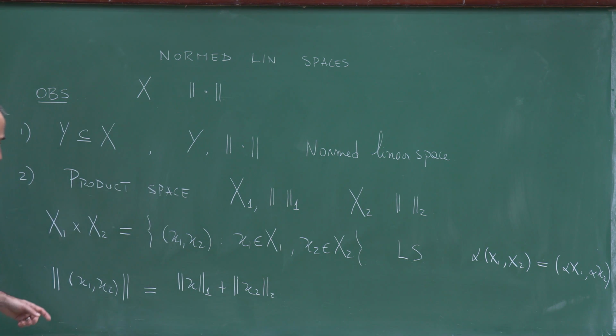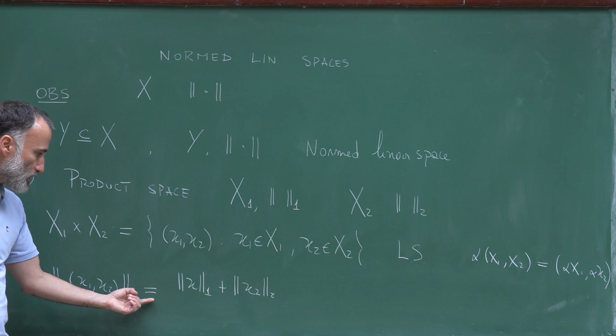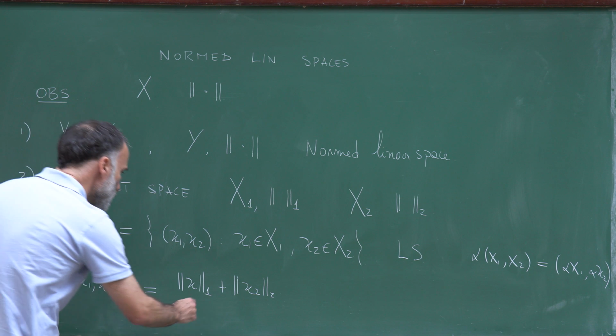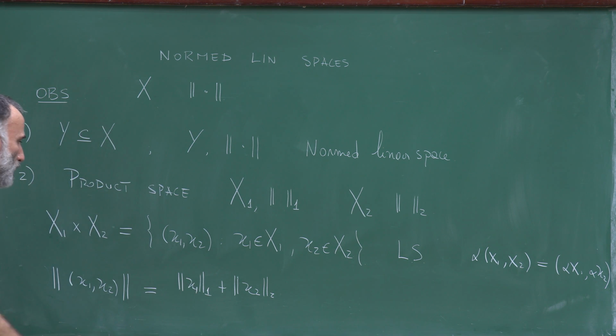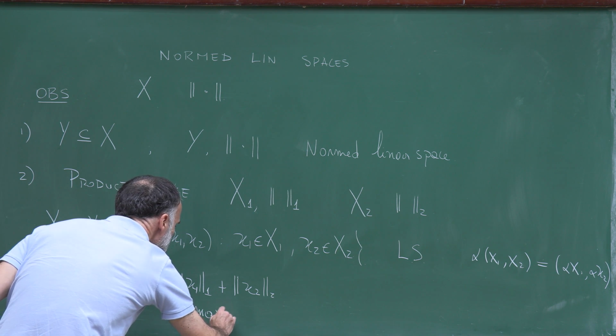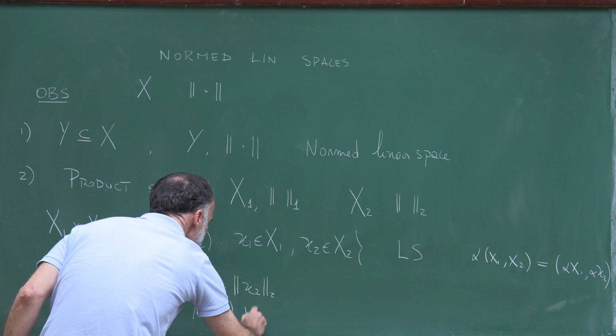So I leave to you to check that with this definition, this is indeed a norm, which means that all three properties of a norm are satisfied. A second way in which we could have defined it is just taking the maximum between those two values.